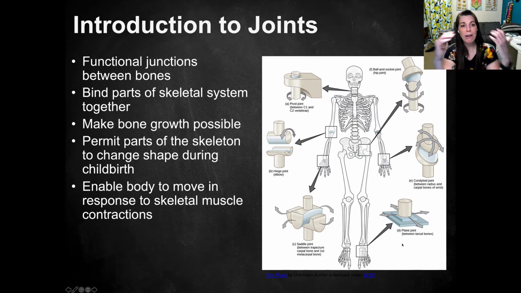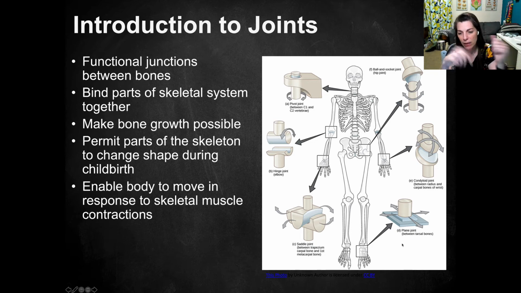So introduction to joints. Joints are kind of the functional junction. It's the spot where two bones meet and something happens, or doesn't happen, depending on the type of joint. They bind parts of the skeletal system together. They make bone growth possible. They permit parts of the skeleton to change shape during childbirth. Because if you think about it, if there were no joints, if everything was just attached in one bone, you would never be able to do anything or change shape or move, right? And they enable the body to move.